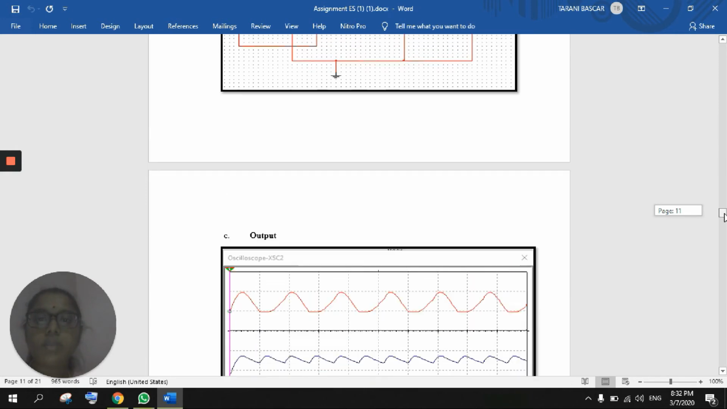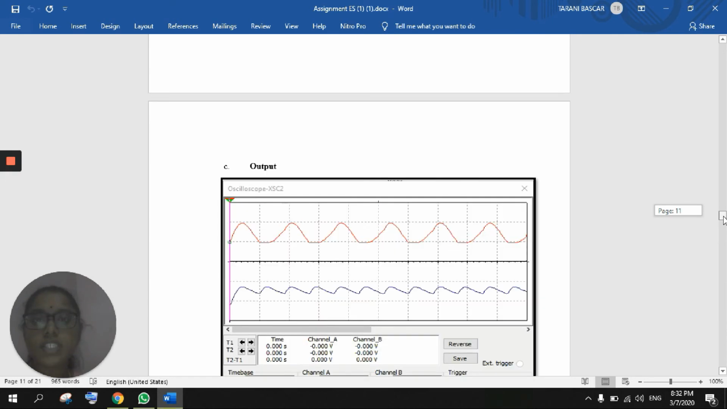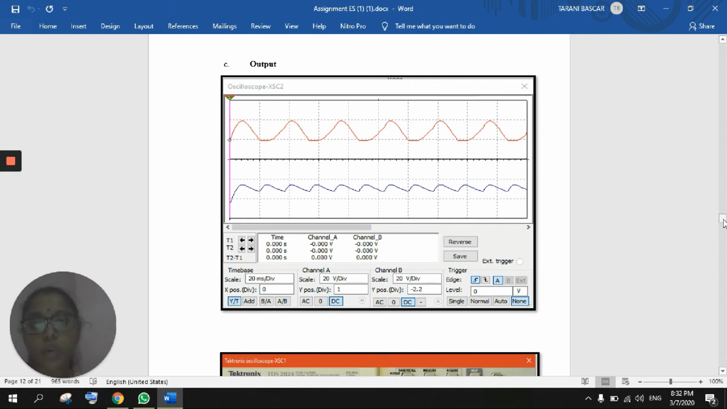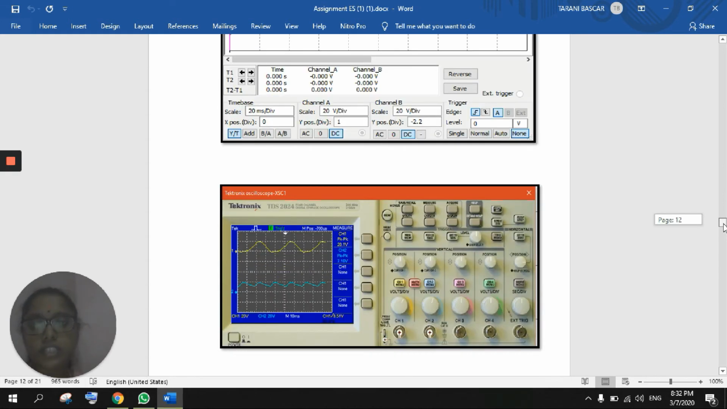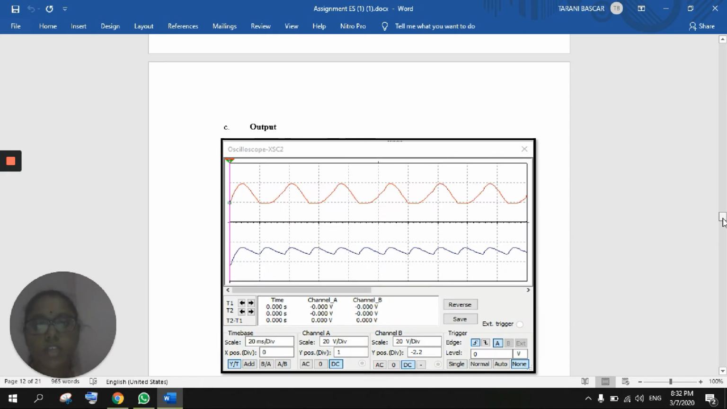Now let me explain further about the output. So this is the output. This is one type of output, and this is the other type of output. Let me concentrate on this. What is the effect of a capacitor in a circuit? When we put a rectifier with a capacitor, what will the capacitor do in the circuit, sir?